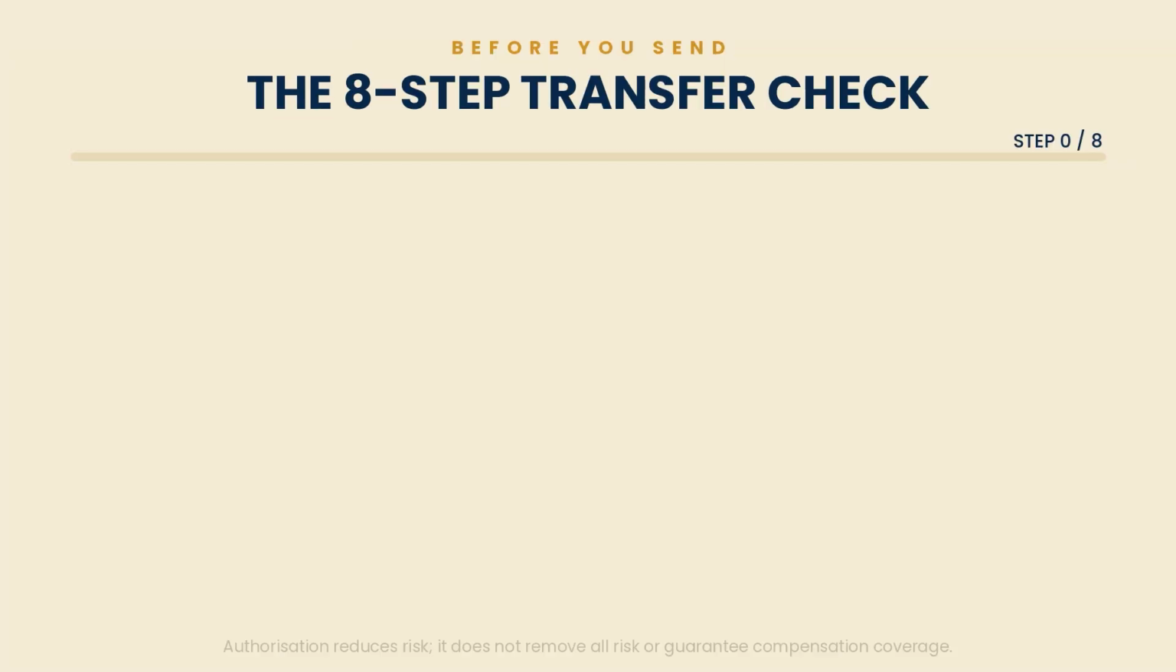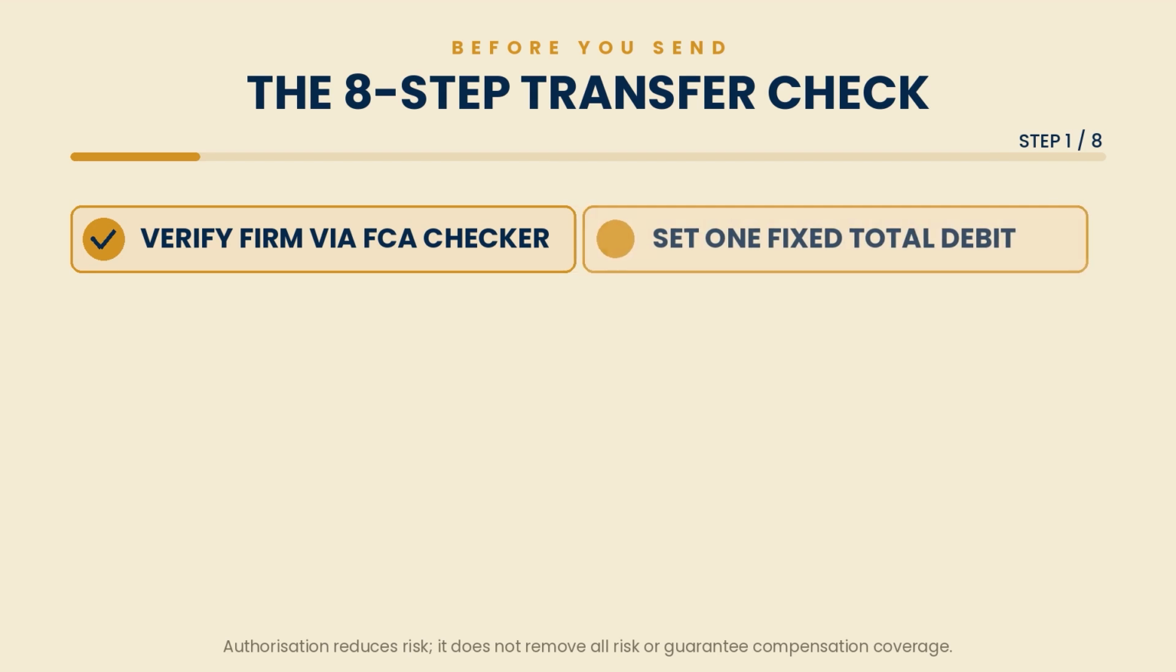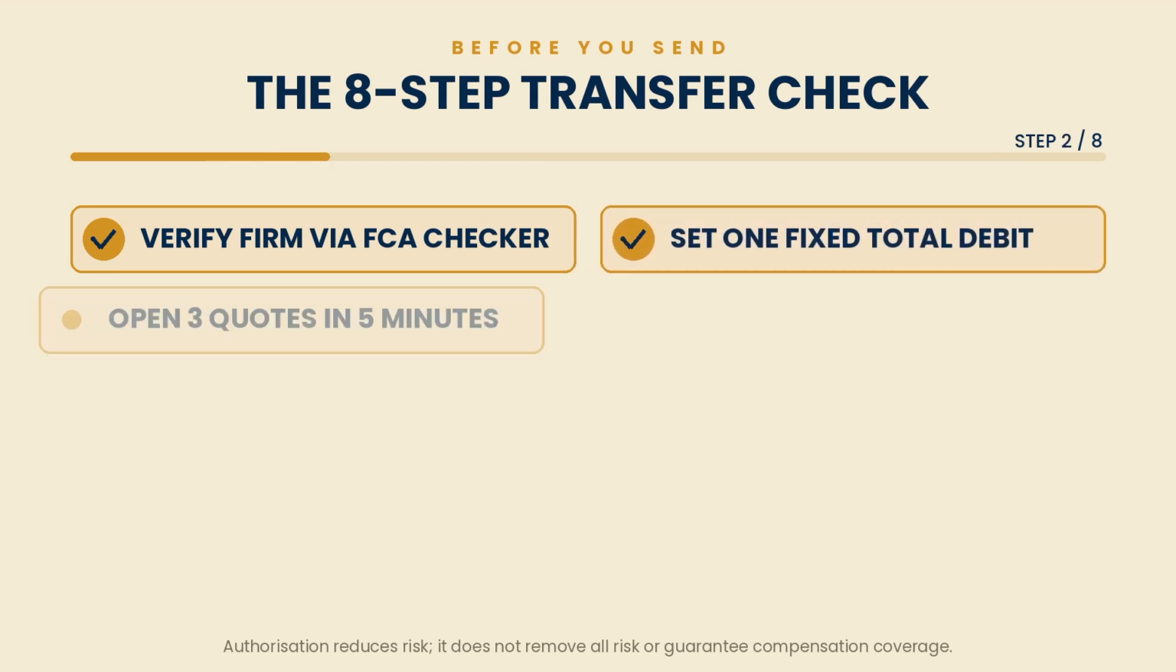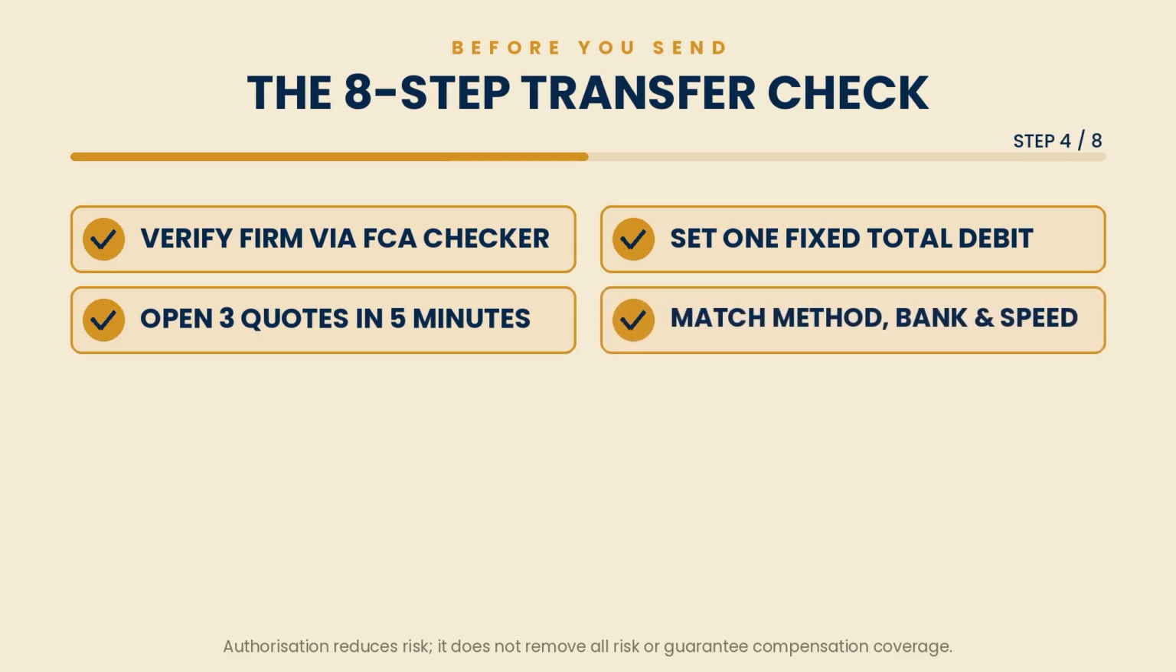Here is the 8-minute workflow. First, verify that the firm and the specific service are authorized or registered as required. Use the FCA Firm Checker and confirm the contact details match. Authorization reduces risk. It does not remove all risk or guarantee compensation coverage. Second, set one fixed total debit. Third, open 3 quotes inside the same 5-minute window. Fourth, confirm the same funding method, recipient bank and delivery speed.